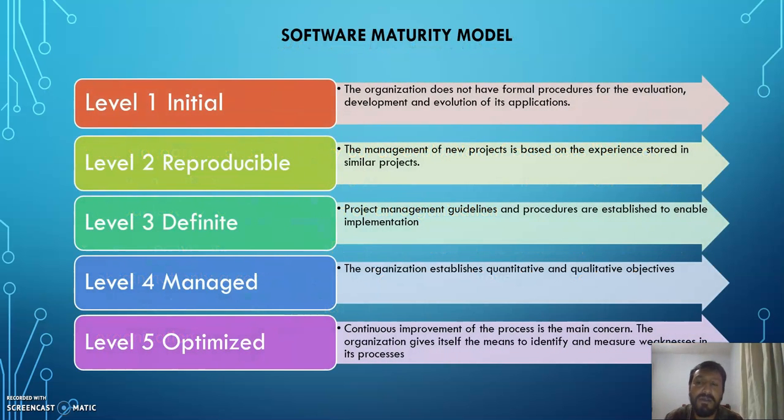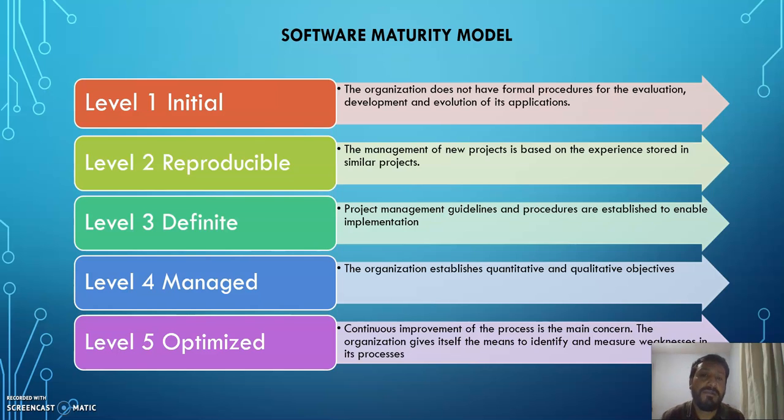The software maturity model, the five levels. Level 1 is initial. The organization does not have formal procedures for evaluation, development, and evolution of applications. The departure of the main resources does not allow a capitalization of experience. Organizations often revert to poor reactive engineering practices, such as code and test, that amplify the problems.